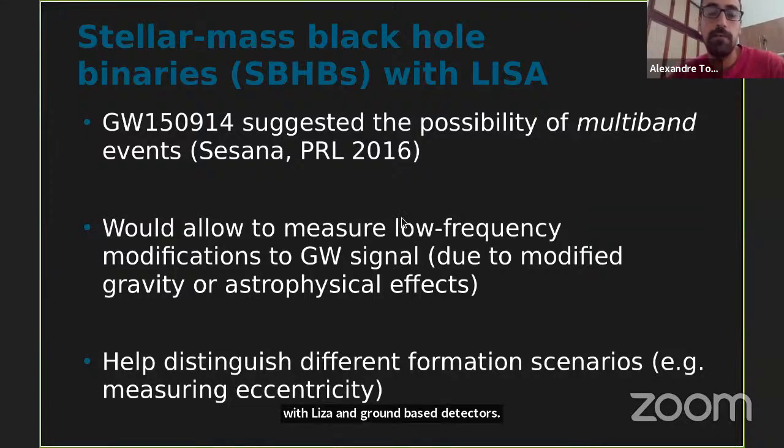Since then, there have been many studies on these multi-band events, and it has been shown that they could allow us to measure low-frequency modifications to the gravitational signal, which could be due to modified gravity or astrophysical effects. Another interest of detecting these systems with LISA is that by the time they are in the LISA band, they could still have large eccentricity, and this eccentricity information could be used to distinguish between different formation scenarios.